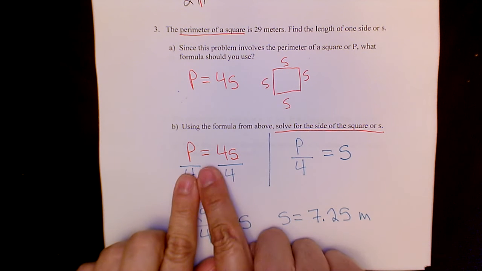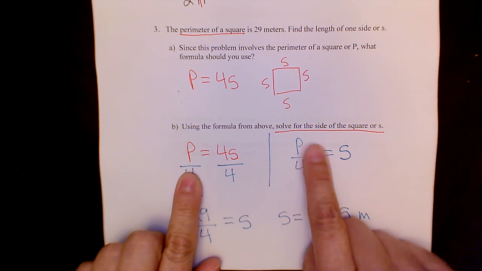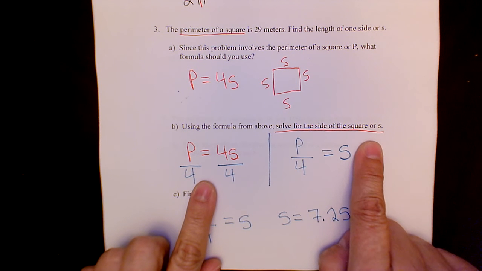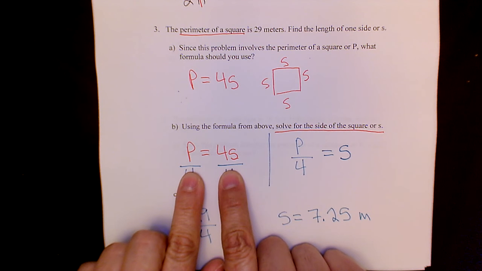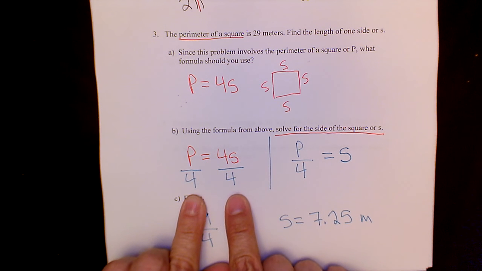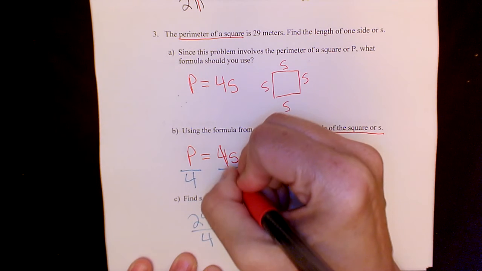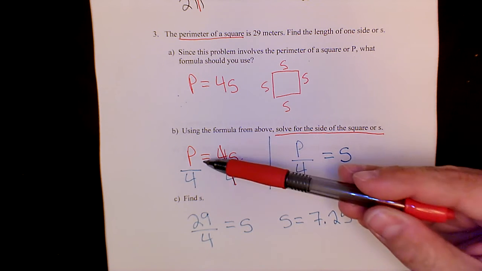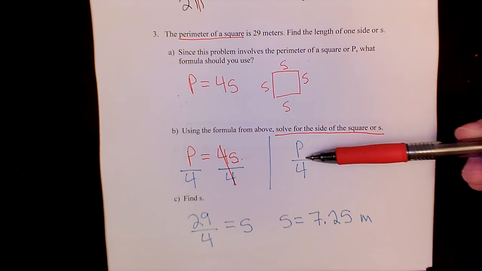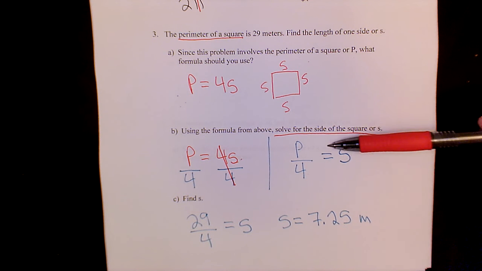So then I took my formula, P equals 4s, and they wanted me to solve for the side of the square, or s. So if I have P equals 4s, I need s alone, like we've been doing. So I need to get rid of that 4, and it's being multiplied. So I need to divide both sides by 4. That's what I did in the blue. So these 4's cancel. S is alone, and that leaves me s equals P divided by 4. And that's what they want.